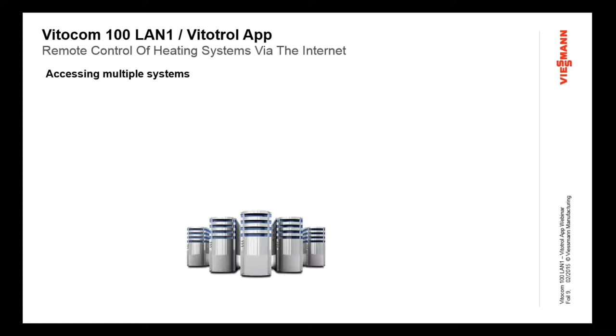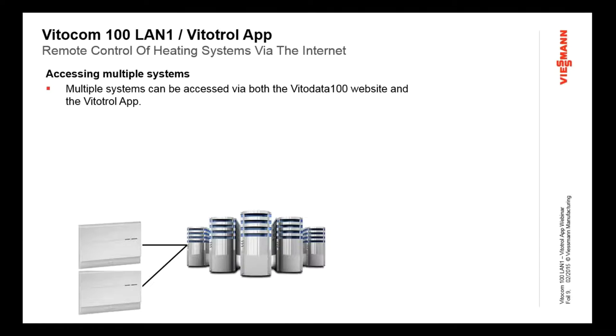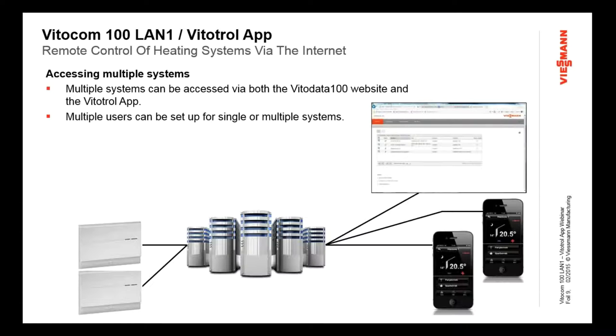So when I want to get a hold of multiple systems, I said earlier we can contact multiple systems through this system. So we have multiple Vitocom 100 LAN 1s in two different buildings. Like I said, maybe one is a home, one is a cottage. They're both sending and receiving information to the server. And from that server then, from multiple devices, the contractor's phone, the homeowner's phone, the computer at the office or the home, maybe the husband and wife both have one, they can all access these two systems remotely.